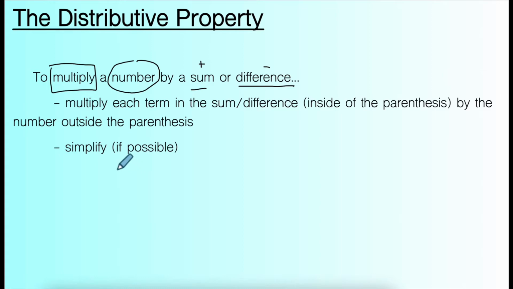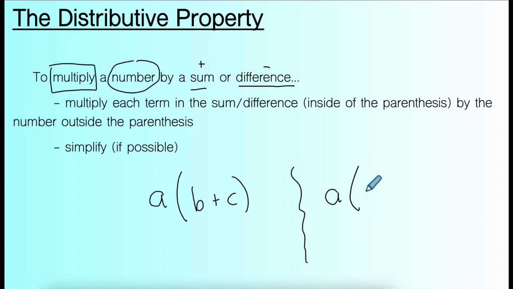So what that looks like, before we talk any further, would be we're multiplying something. I'll start with letters. We'll multiply something by something that's being added together, or alternatively, multiply something by something else that's being subtracted. So A, which is representing some number, multiplied by the sum of B and C, or A, some number, being multiplied by something minus something else.